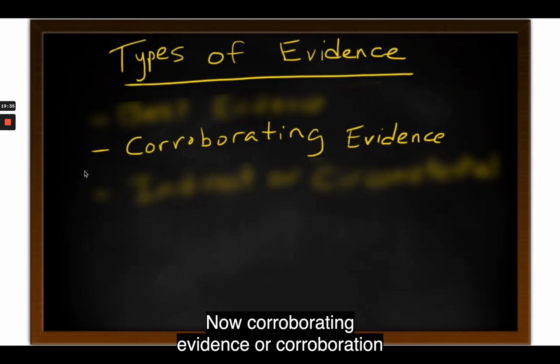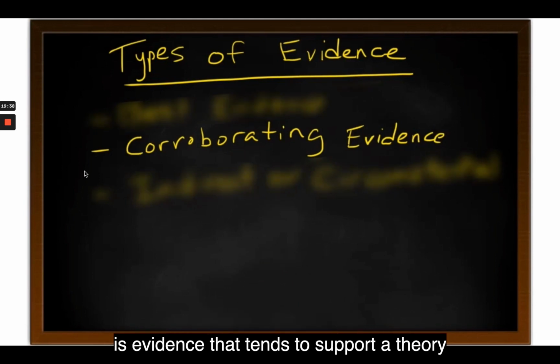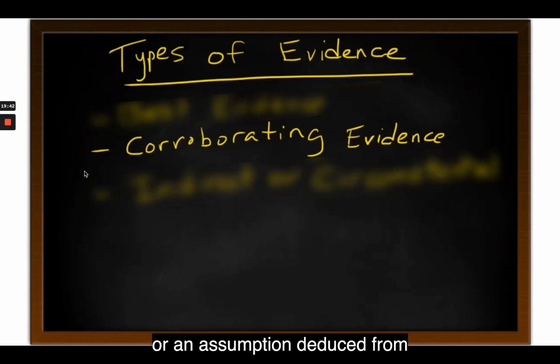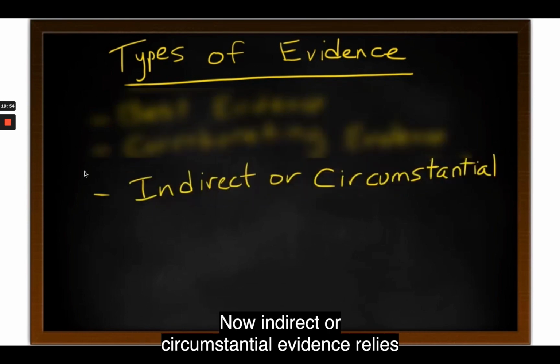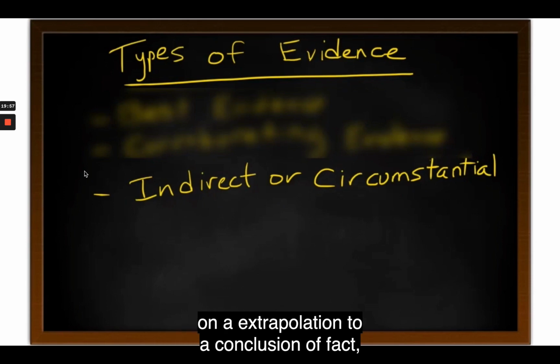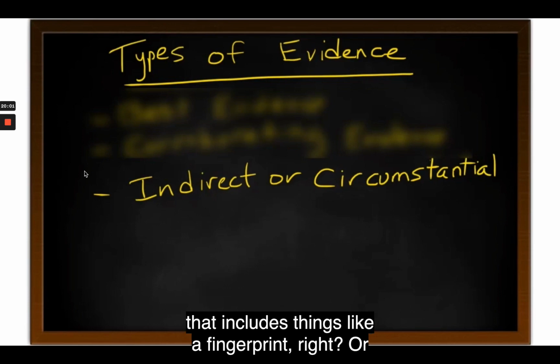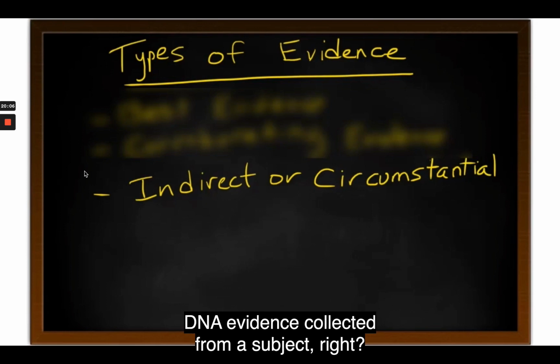Now, corroborating evidence or corroboration is evidence that tends to support a theory or an assumption deduced from some initial evidence, right? So this corroborating evidence confirms the proposition in the court of law, right? So now indirect or circumstantial evidence relies on an extrapolation to a conclusion of fact. That includes things like a fingerprint, right? Or DNA evidence collected from a subject, right?